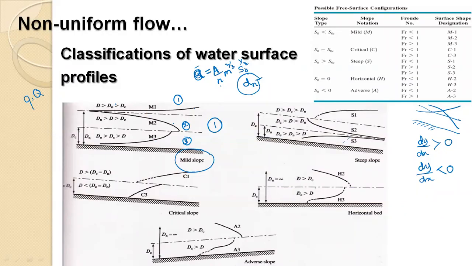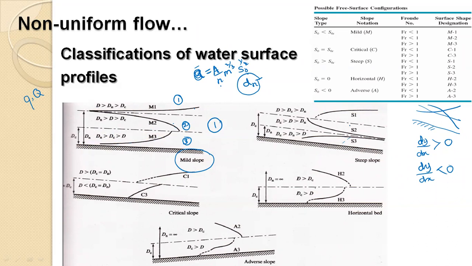That is when the water depth is greater than the normal depth. Of course, it will anyway be greater than the critical water depth. So we identify this one as M1 profile. And when the water depth along the channel, that non-uniform flow profile, is between the critical water depth and the normal depth, it has an M2 profile. And if the profile has a water depth which is even less than the critical water depth, then we call this one M3.